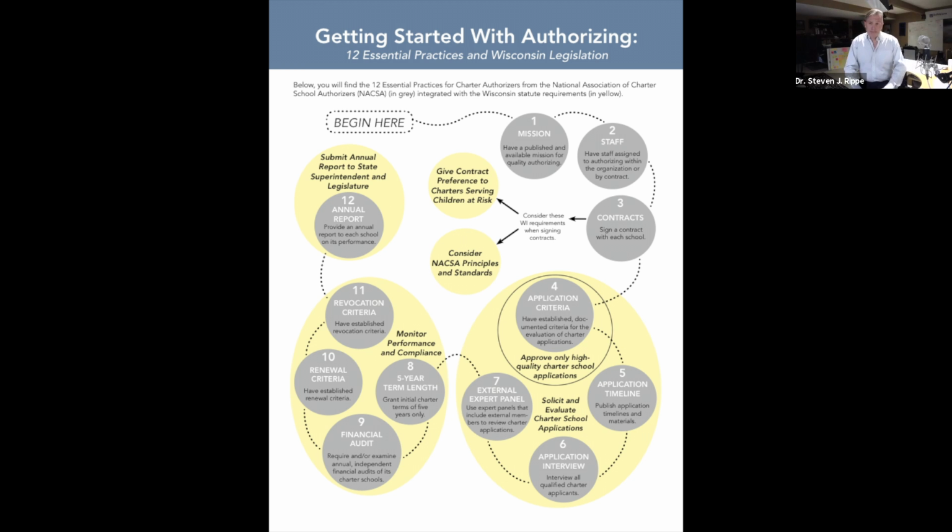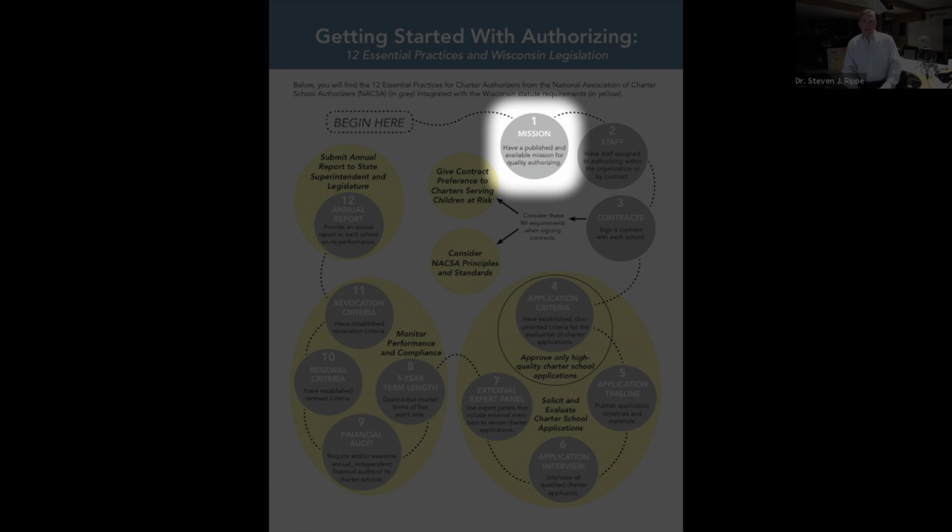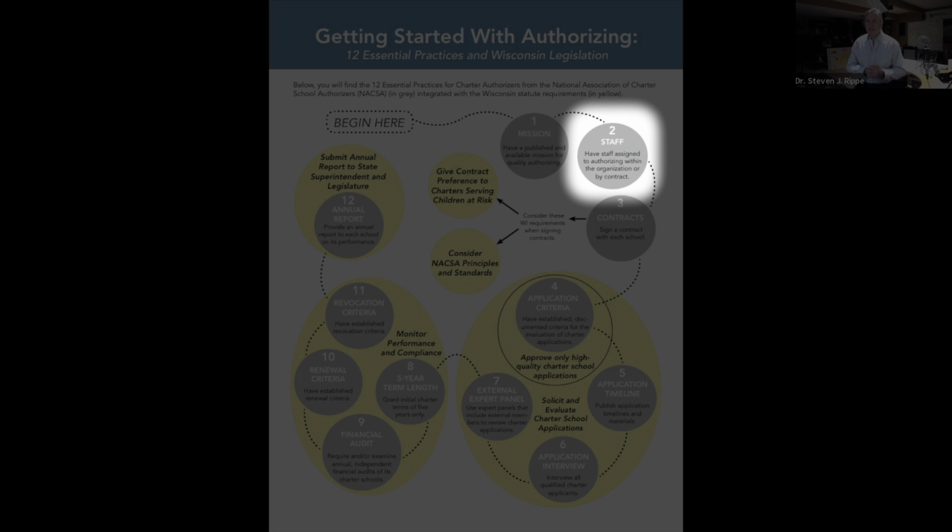So let's dig in. The first area is establishing a quality mission statement as an authorizer. This is an important first step that you stop and you think about who you are, what's your purpose, and how are you doing it, and publish it so people know who you are and how you're going to make a difference in education.